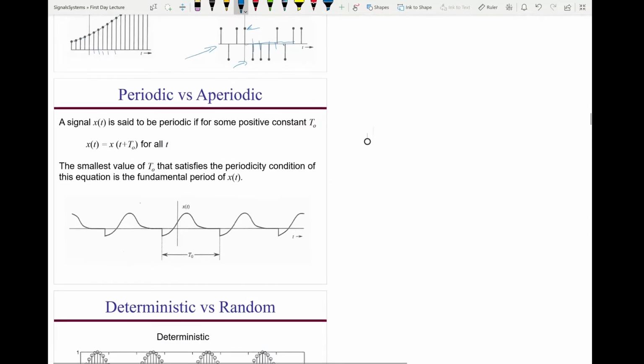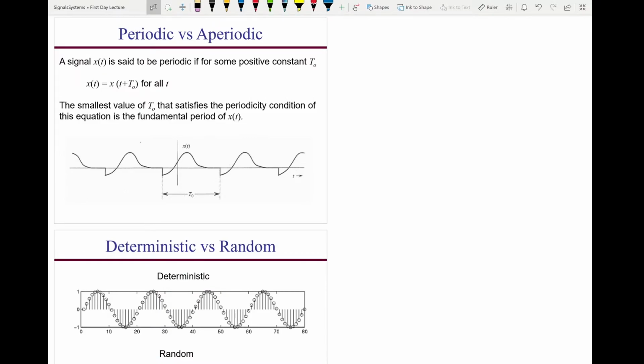Now, when we say periodic versus aperiodic, if the signal repeats itself every time interval, then that's a periodic signal. For example, this one. This is periodic. The signal repeats itself every T0. And the mathematical condition for a signal to be periodic is the following. That means the signal x of t always equals the signal x of t plus a specific value. For example, the value here, if I go one full period, same value. If I go another full period, same value. Then that's a periodic signal.